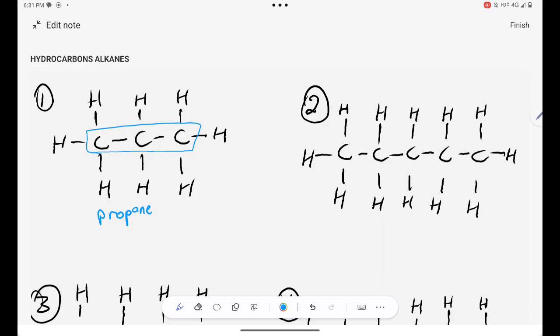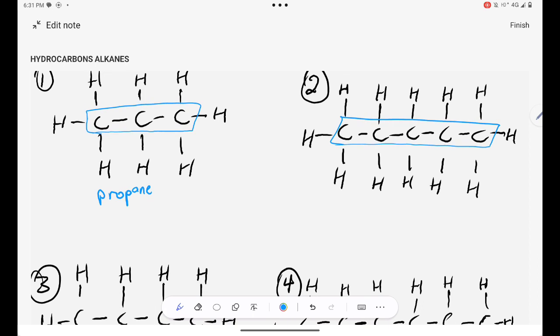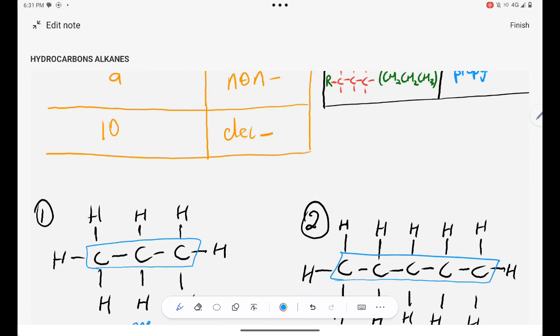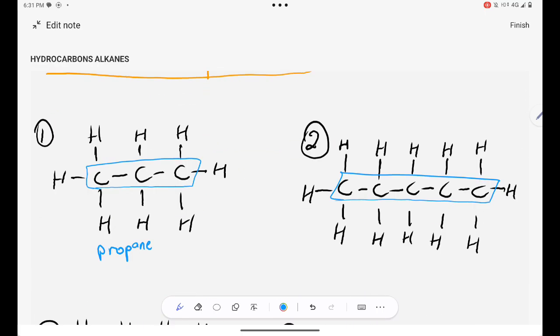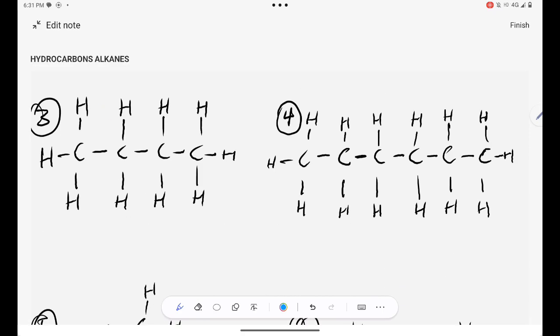Okay, and then for the second one, on my parent chain, how many carbons do I have? 1, 2, 3, 4, 5. I only have 5 carbons. Are you together? And I don't have branches and stuff. So it simply means that the IUPAC name will simply be pentane.